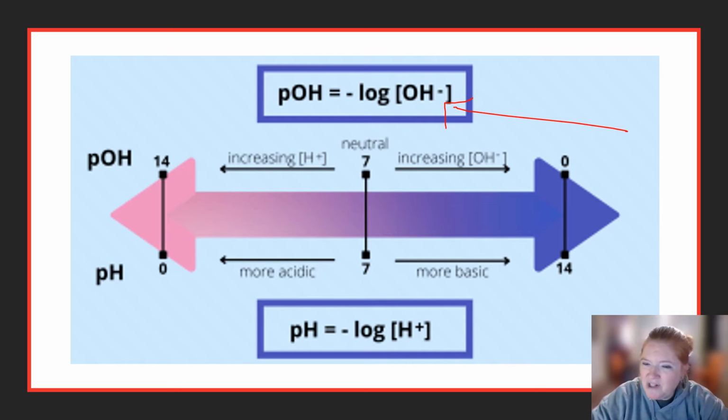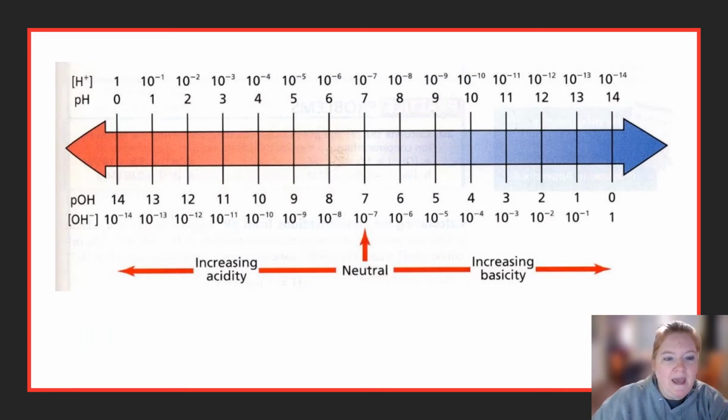Well, guess what? We don't actually have to do the logarithm math. We just have to kind of know it conceptually. So let's look. If I have a concentration of 10 to the negative 14, that means the negative logarithm would be 14. So what do you notice here?